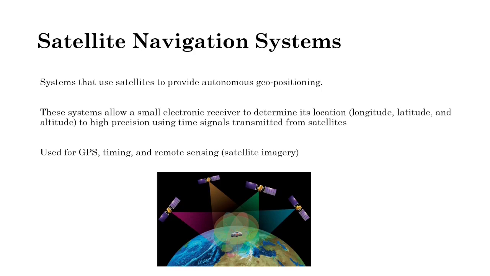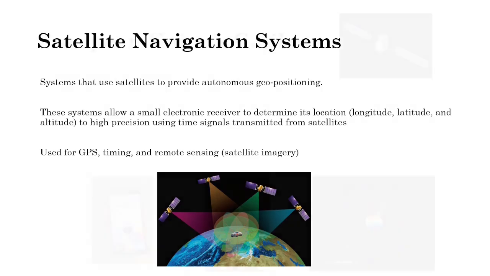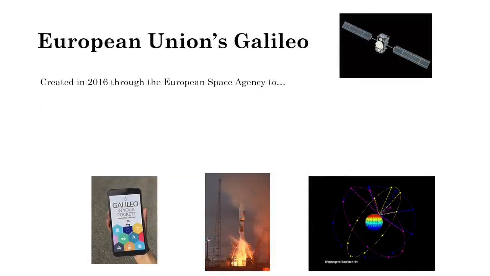And these satellite navigation systems can be used for your GPS. They can be used for navigation. They can also be used for timing different events, as well as remote sensing. And remote sensing is just a very fancy word for taking images with a satellite. So Galileo is the European Union's satellite navigation system.